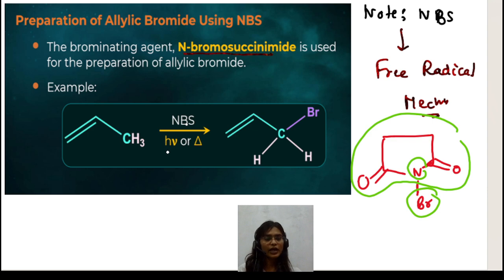So in this case you have to use NBS with h nu. As we already know, if you use light or heat, it follows the free radical mechanism. The important point here is that if this is my CH3, you have to check the position where the free radical is more stable. For example, here we observe how we get this double bond, and this is a CH2 radical formation, and then bromine connects here. Cool, it's a simple reaction.